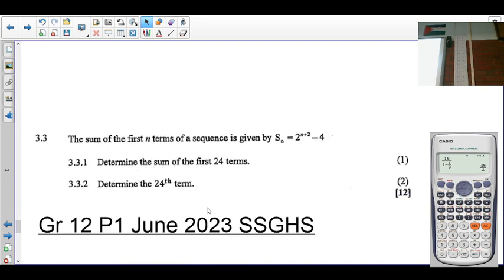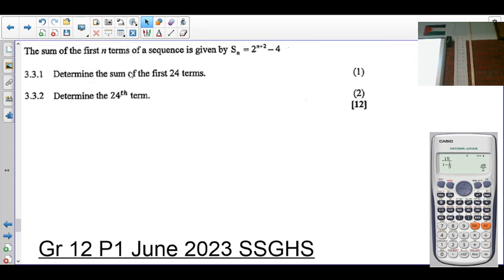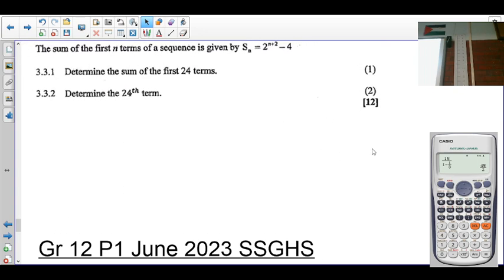The next question in 3.3, the sum of the first n terms of the sequence is given by Sn is equal to 2 to the n plus 2 minus 4. Determine the sum of the first 24 terms. That's simple. The sum of the first 24 terms is going to be 2 to the 24 plus 2 minus 4. So it's 2 to the exponent 24 plus 2 minus 4. Oops.